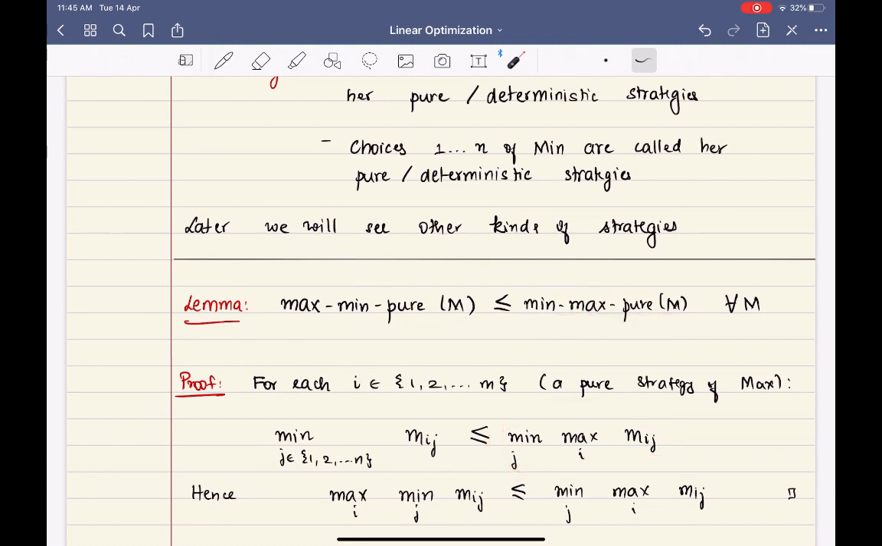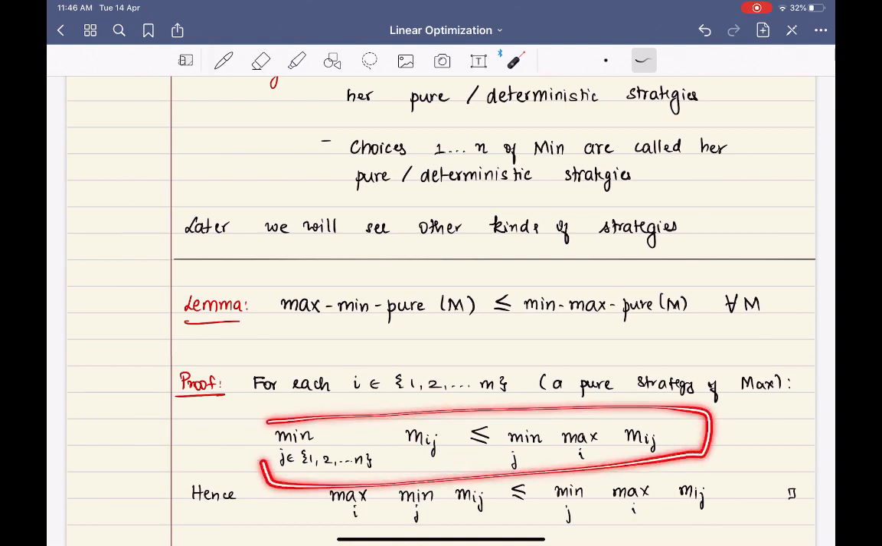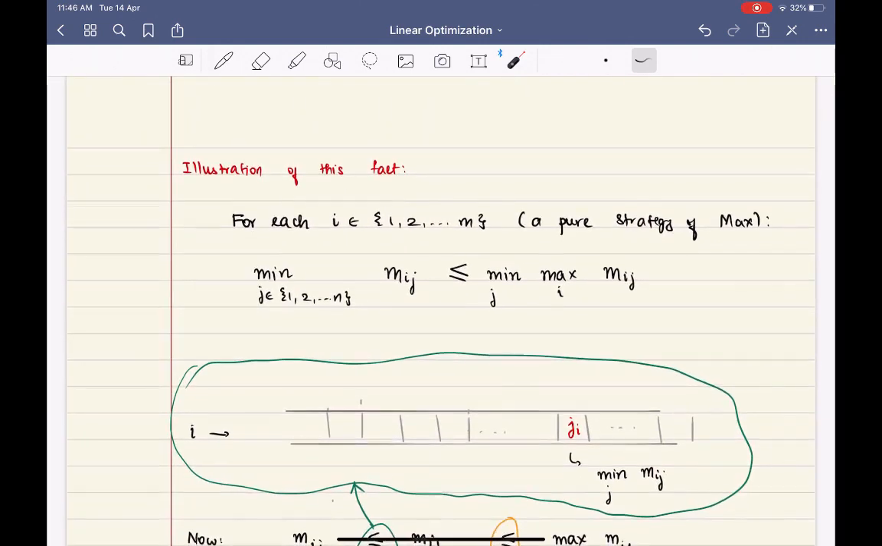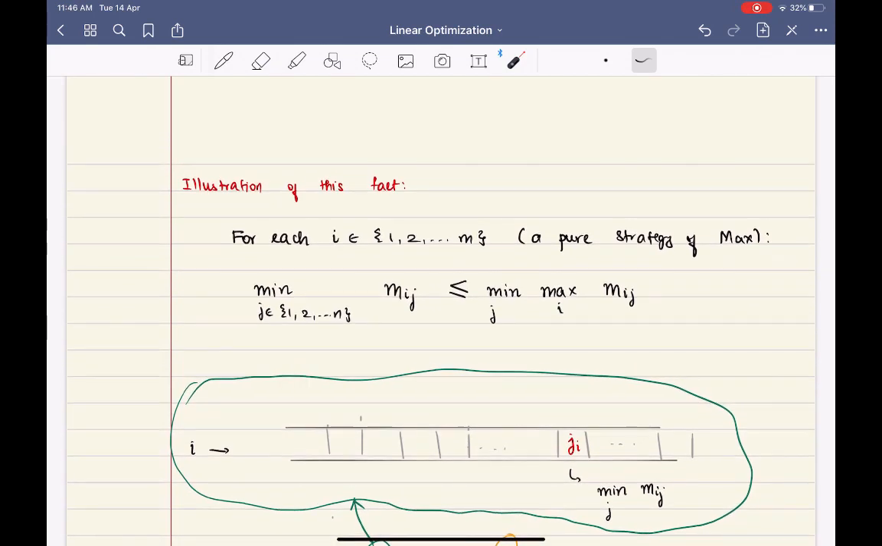Then what does it mean? So for every i, you have that this thing is less than or equal to this. So the max over all the i's will also be less than or equal to this. Right? So if this is true for each i, then this follows easily. Now the main thing is to show this. So here is an illustration of this fact. Okay, so this is what we are going to show.